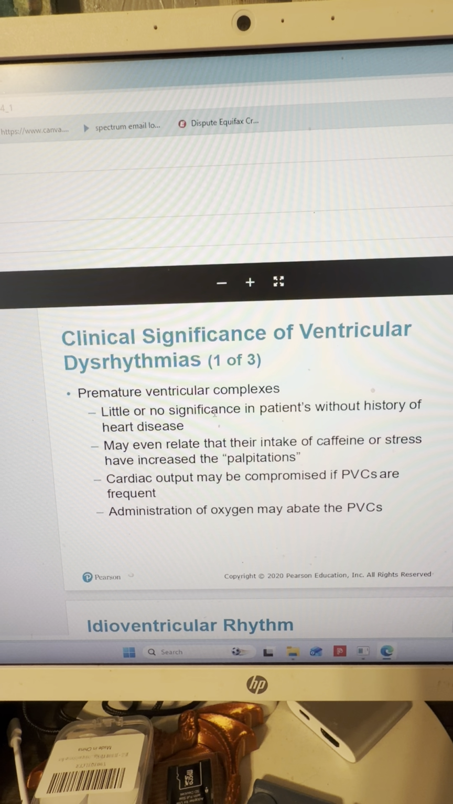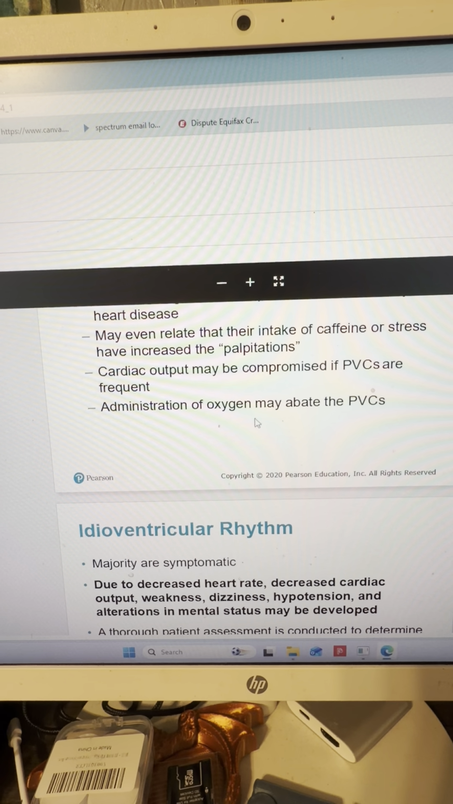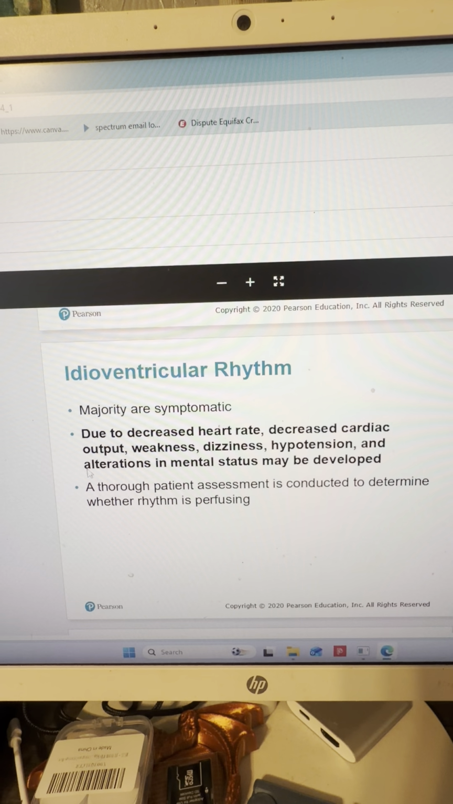Clinical significance of all of our ventricular dysrhythmias: PVCs, not that big of a deal. In older people, it's very, very common. Even younger people that have increased intake of caffeine or stress or anxiety, these can all cause PVCs. Cardiac output may be compromised if they're frequent. If they're having more than 6 a minute, this is considered frequent. And a lot of times you can just put some oxygen on them and those PVCs will go away.